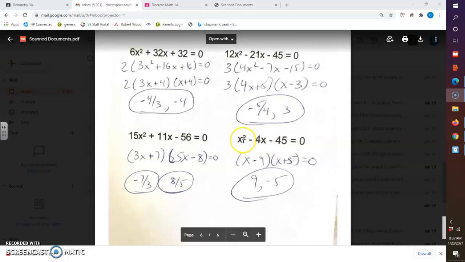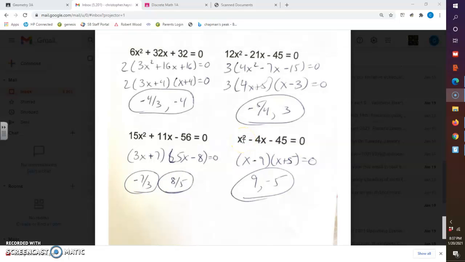And here, when there's a 1 in front of the x squared, it's pretty basic. x squared minus 4x minus 45 is equal to 0. x minus 9, x plus 5, and my answers are 9 and negative 5.